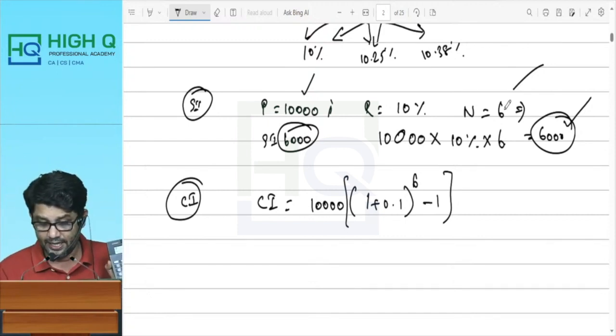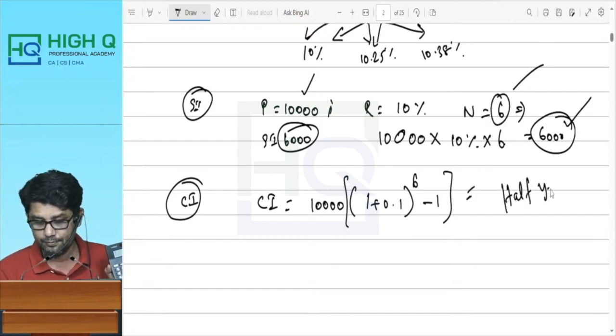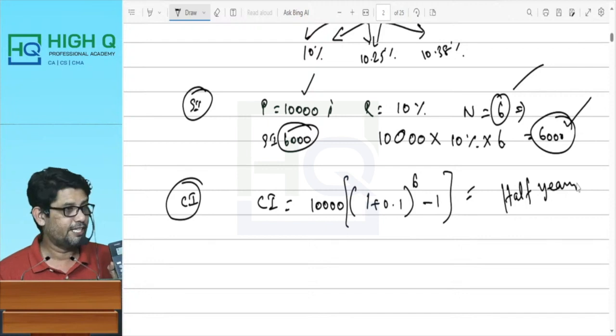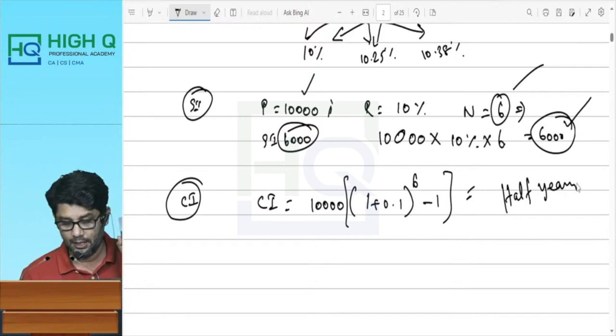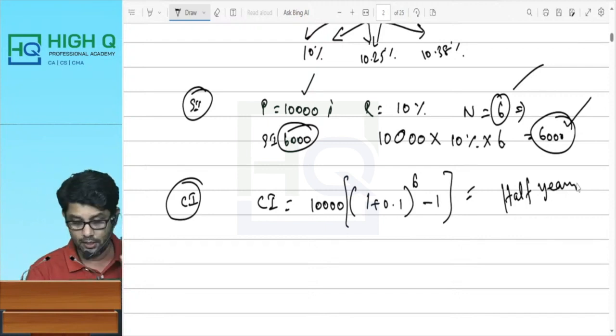Now, in compound interest, if it is given as half yearly, then what will we be doing, my dear, to find the interest? What will you be doing, my dear? Okay, to find the half year.